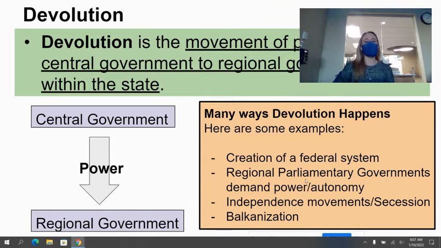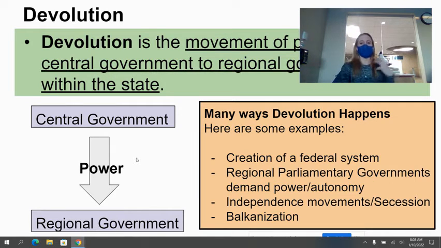But the concept of devolution is that in some way, shape, or form, and this can play out in many different ways, devolution is just the idea that there's power being held in the central government, and there is a shift in power away from the central government, and power is moving towards regional governments. We're going to look at lots of examples of devolution today, so hopefully you'll get a good idea of how this might play out in the real world. There are many ways in which devolution happens.